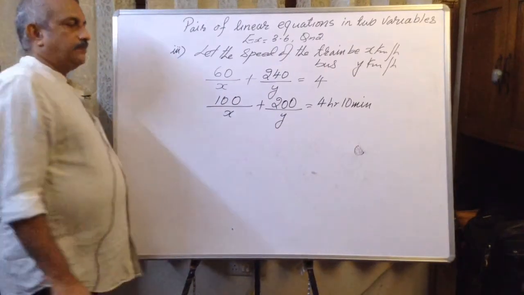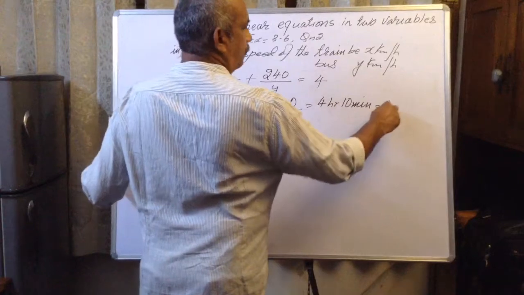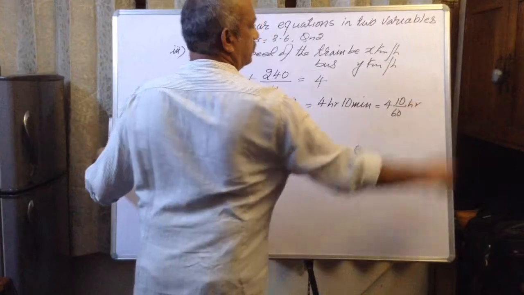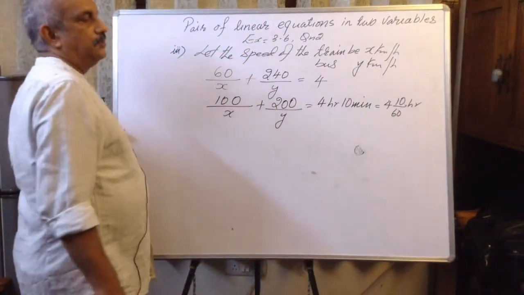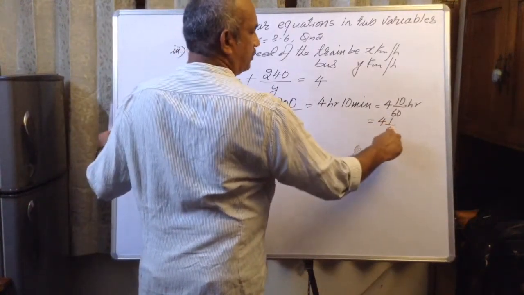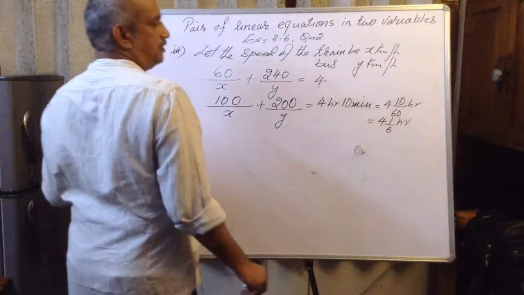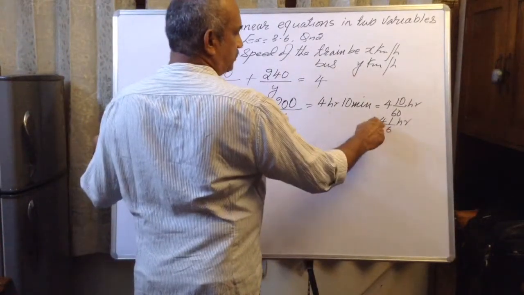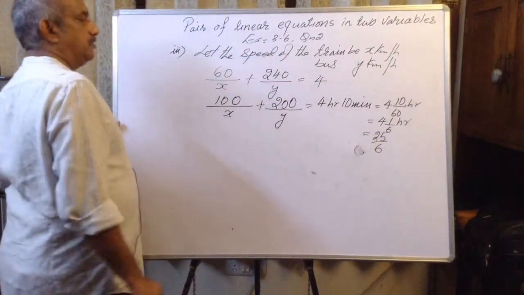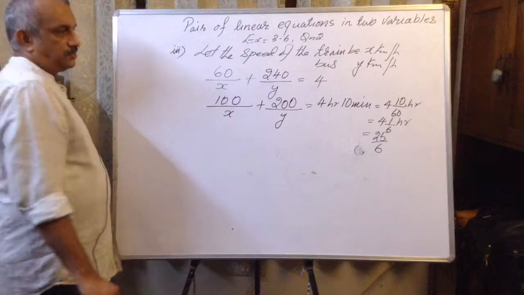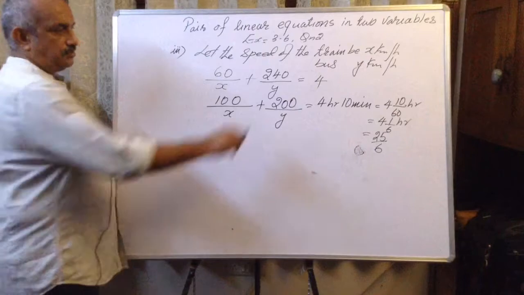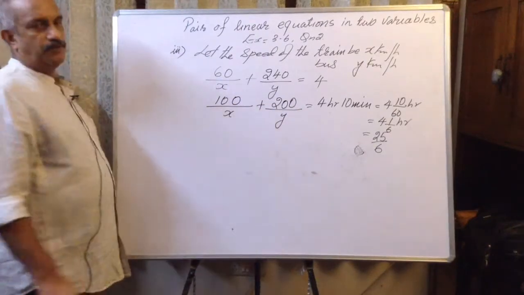So what I am going to do, this is 4 and 10 upon 60 hours. I changed minutes also into hours by dividing by 60. So we get 4 1 upon 6 hours, the zeros cancel. Then change into an improper fraction: 6 4s are 24 plus 1, 25 upon 6. So the first equation is 60 upon x plus 240 upon y is equal to 4. Second one, 100 upon x plus 200 upon y is equal to 25 upon 6.